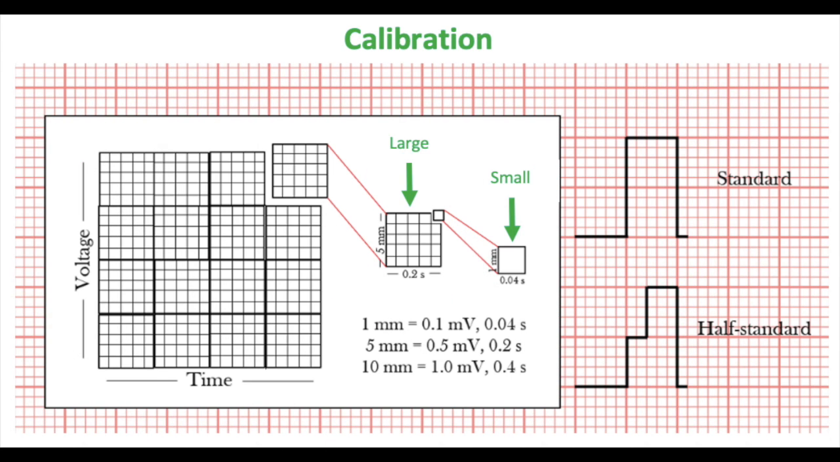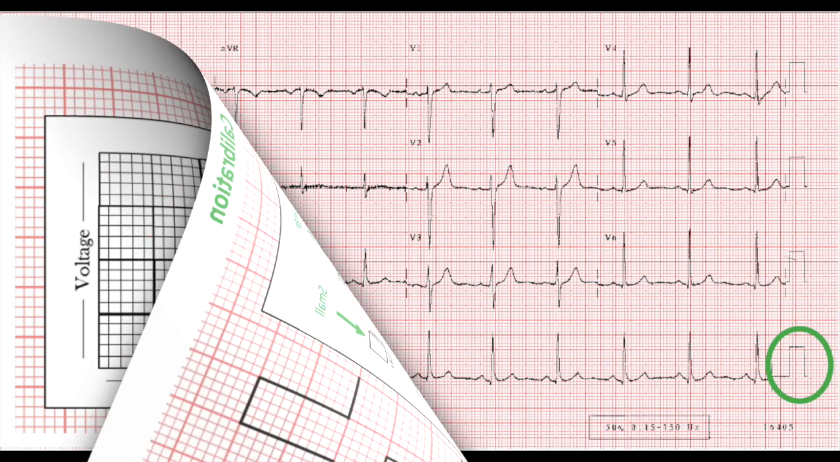To check the calibration of the ECG, we need to have an understanding of the two axes. The x-axis represents time and the y-axis represents voltage. The ECG paper is composed of small and large squares. The width or x-axis of a small square is equal to 0.04 seconds and the height or y-axis is equal to 0.1 millivolts. The width or x-axis of a large square is equal to 0.2 seconds and the height or y-axis is equal to 0.5 millivolts.